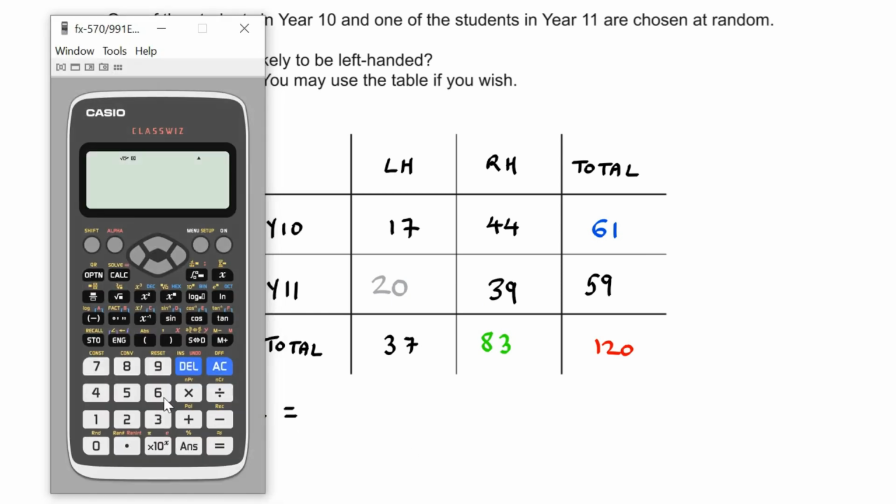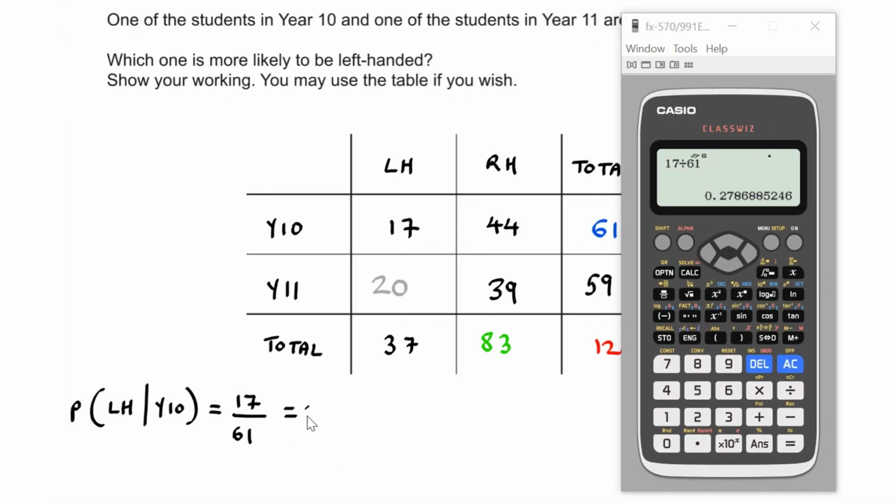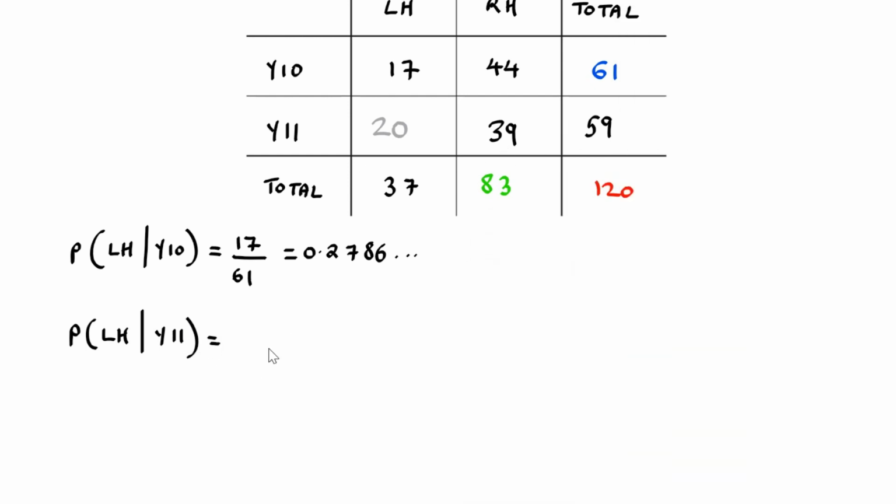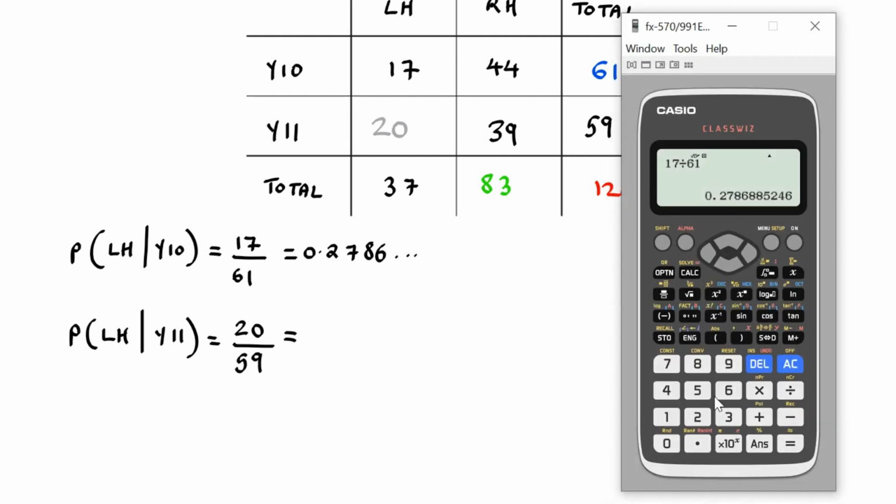And if we work out the decimal equivalent, 17 divided by 61, you'd find this to be 0.2786, etc. Now if we take a look at the probability that we are left-handed given we're in year 11, well, in year 11 we've got a total of 59, and of those who are left-handed is 20. So we've got 20 over 59.